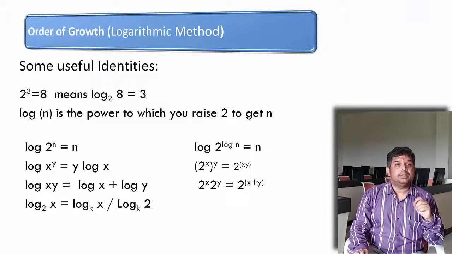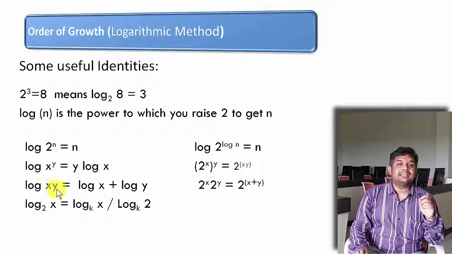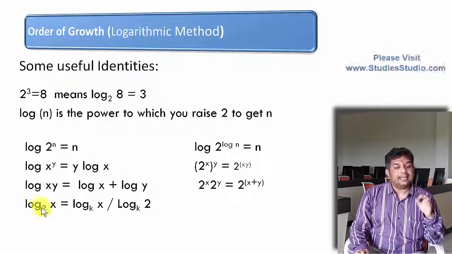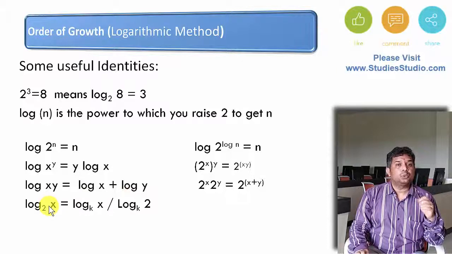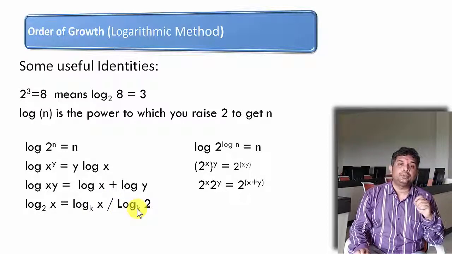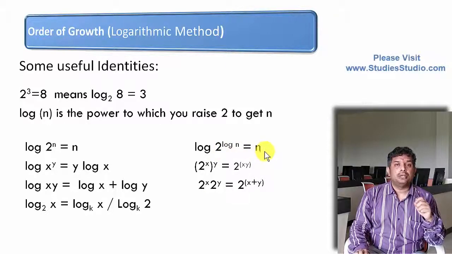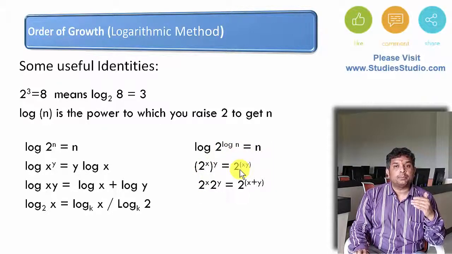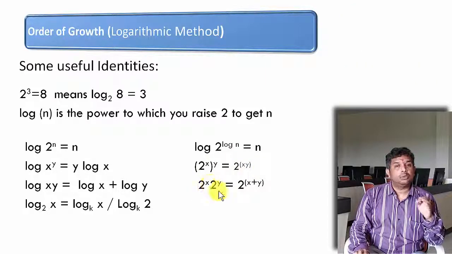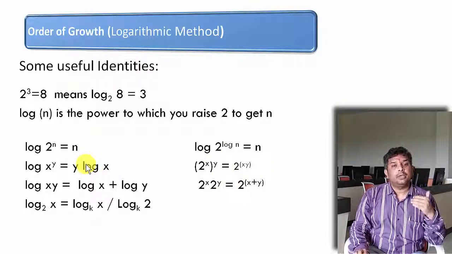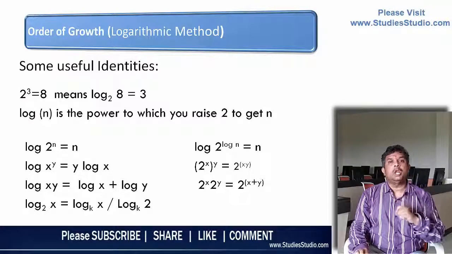Then what are the identities? You can say log 2 to the power n is n, log x to the power y is the same as y log x, log xy is the same as log x plus log y. In this rule, we are going to change the base. So log base 2 of x is nothing but log base k of x divided by log base k of 2. Few more rules are there. 2 to the power log n is nothing but n. 2 to the power x to the power y is nothing but 2 to the power xy, and 2 to the power x into 2 to the power y is nothing but 2 to the power x plus y. These identities are very, very essential when you are finding the order of growth using the logarithmic method.